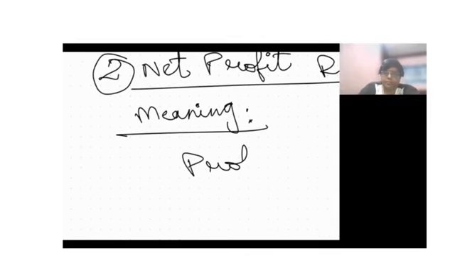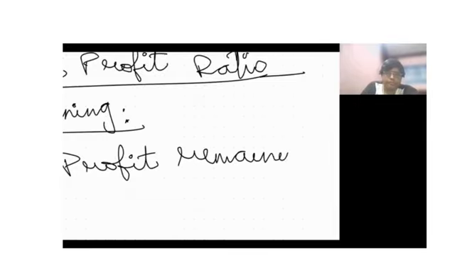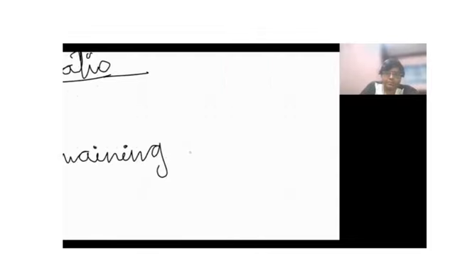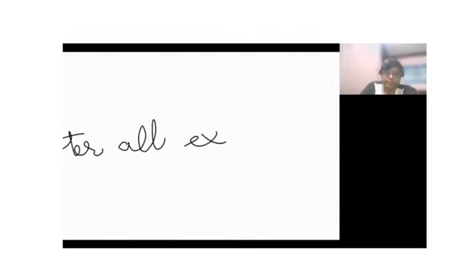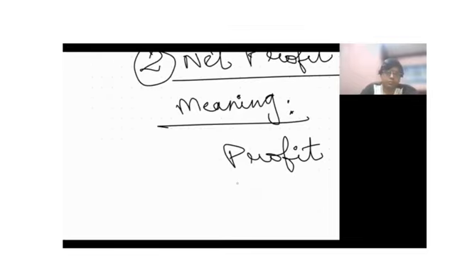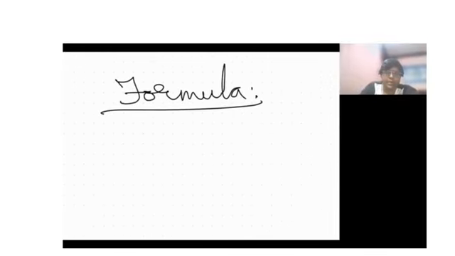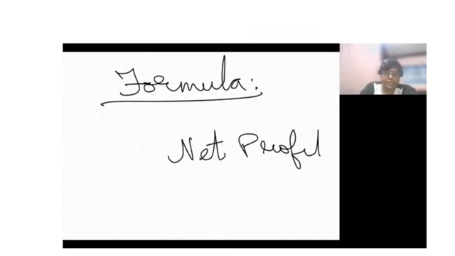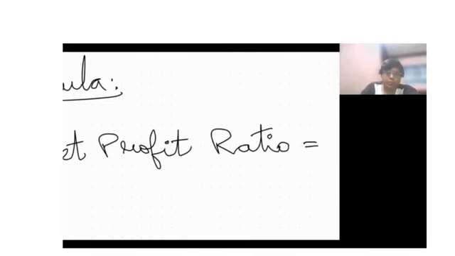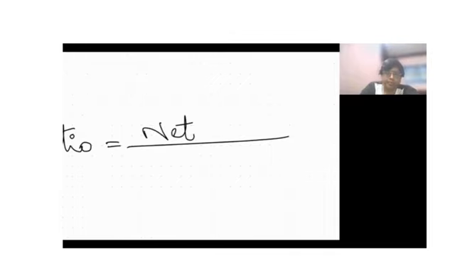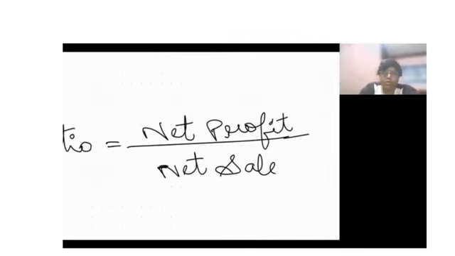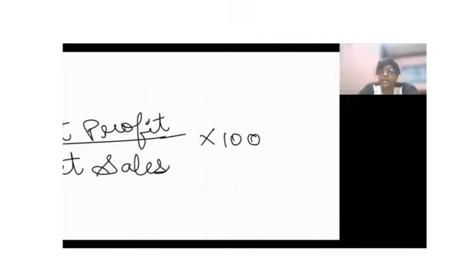Profit remaining after all expenses. So now, for this formula, net profit ratio equal to net profit divided by net sales into 100. Net profit is the real profit we get after subtracting all the expenses.